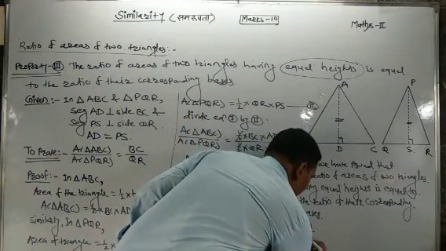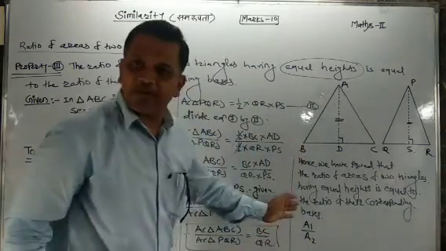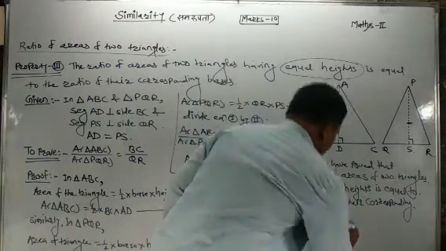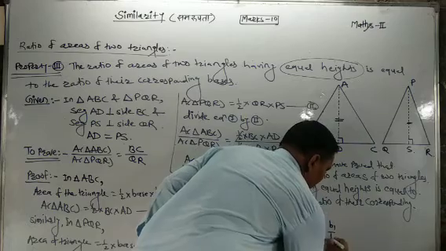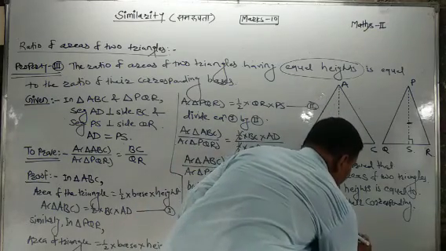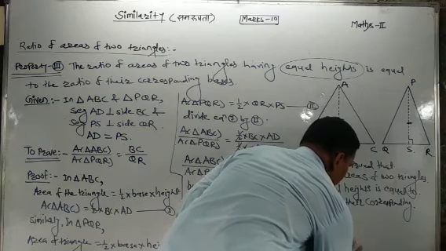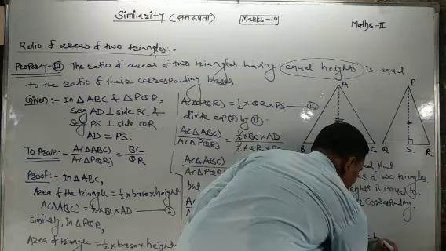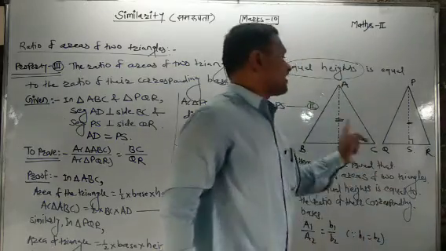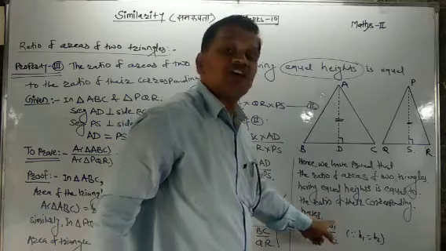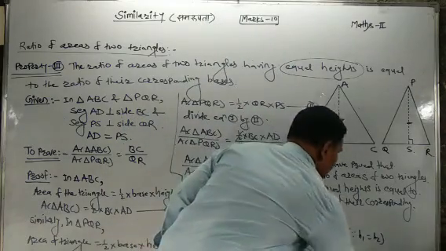A1 divided by A2, means area of first triangle divided by area of second triangle, equal to base of first triangle B1 divided by B2, base of second triangle, because, give the reason here, H1 equal to H2. Here H1 equal to H2 means heights are equal. Therefore, the ratio of areas of two triangles is equal to the ratio of their corresponding bases.